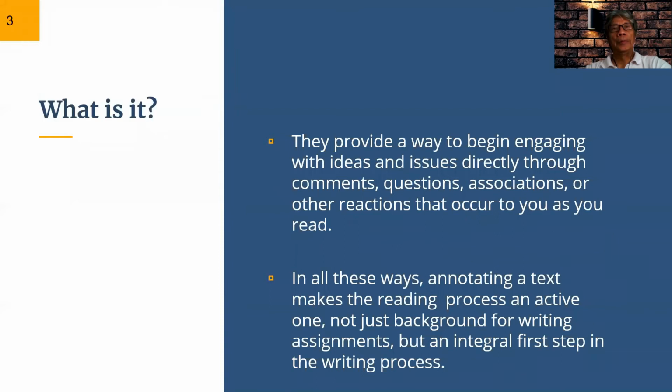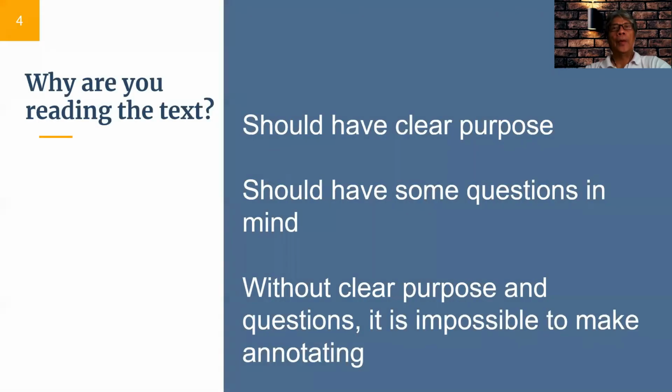Now, it provides ways to get the ideas of the text directly, because then you can write a comment, question, or reaction while you are reading. So it's included in the reading process, like an active one. When you read, take your pen, take your pencil, underline, take note in the margin, and so on. It's called annotating text. Now, how to do it?